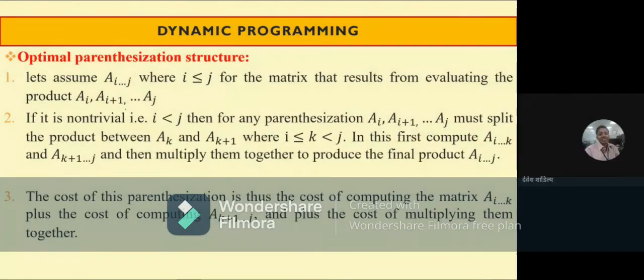Now we have discussed 4 points. Characterize the structure of an optimal solution, then recursively define the value of an optimal solution, then compute the values of the optimal solution, and after that, the 4th step tells us to construct the optimal solution. So this is the very first step. We have to define the optimal structure for finding the solution.